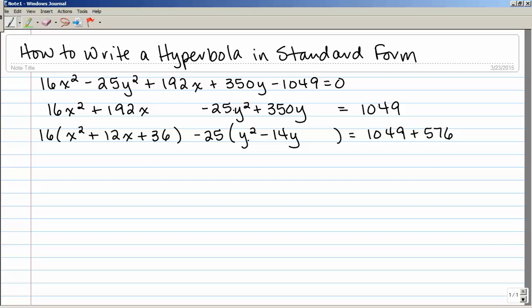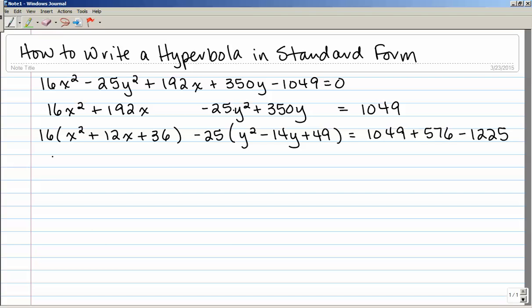And over here, with my y's, I have a negative 14. Half of that is negative 7. Negative 7 squared is 49. But I didn't add a 49. I really added 49 times negative 25, which is a negative 1,225, which I need to put on that side as well.